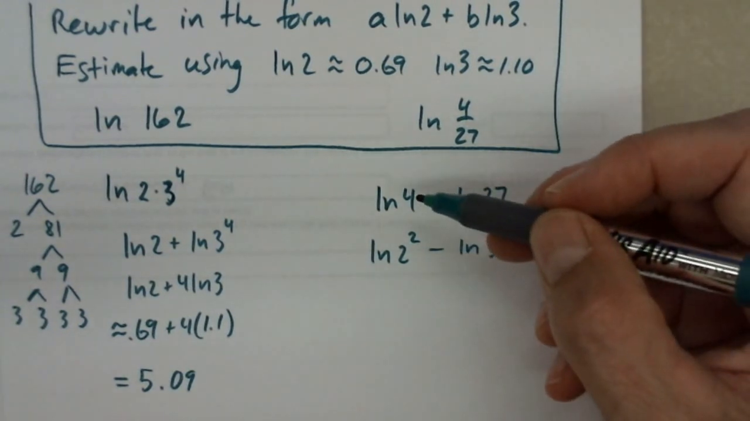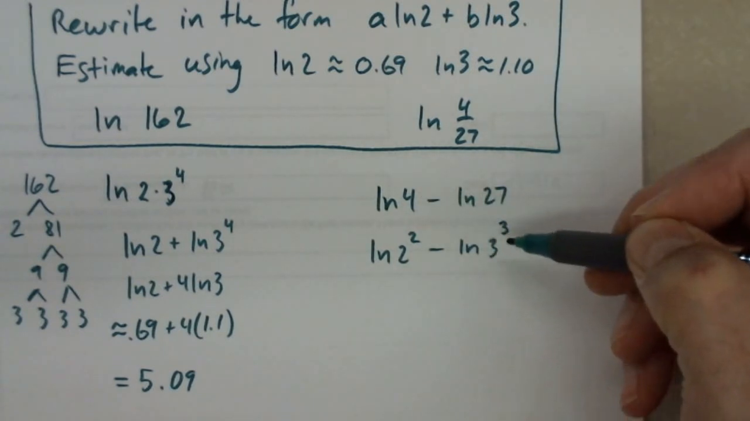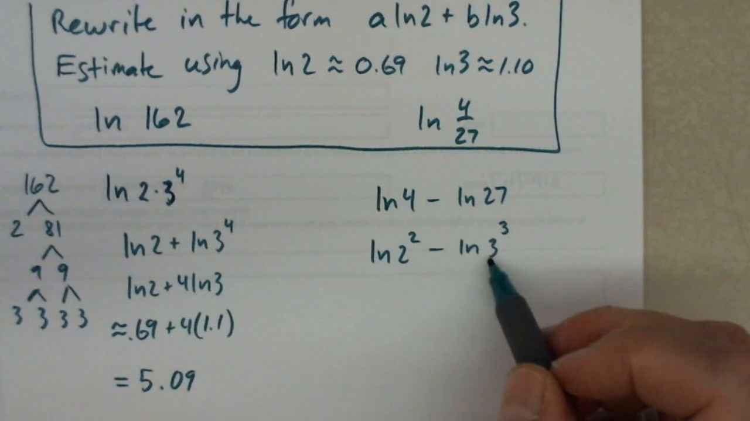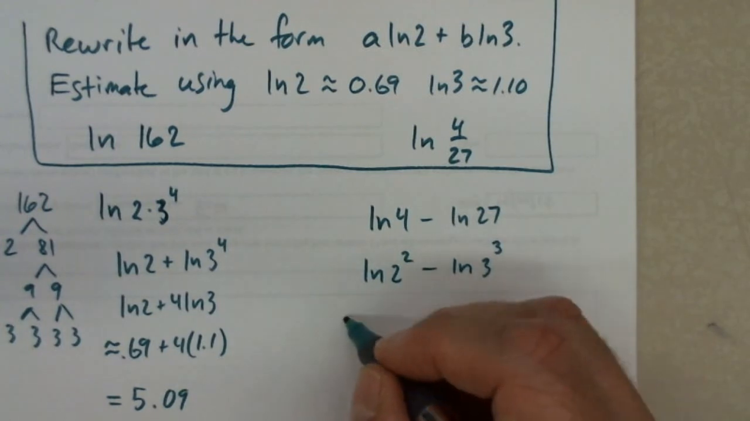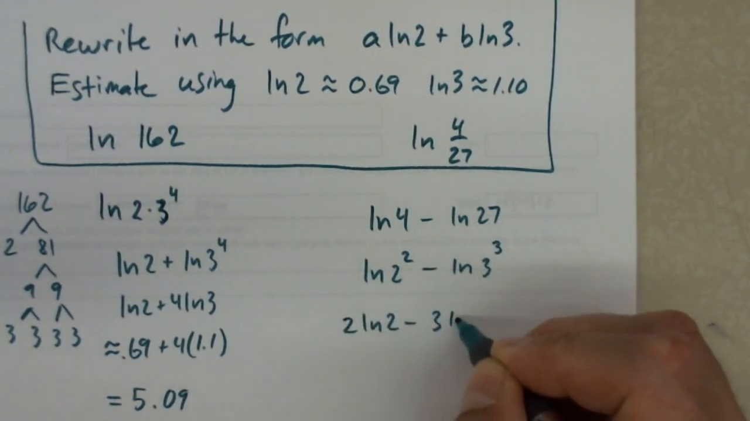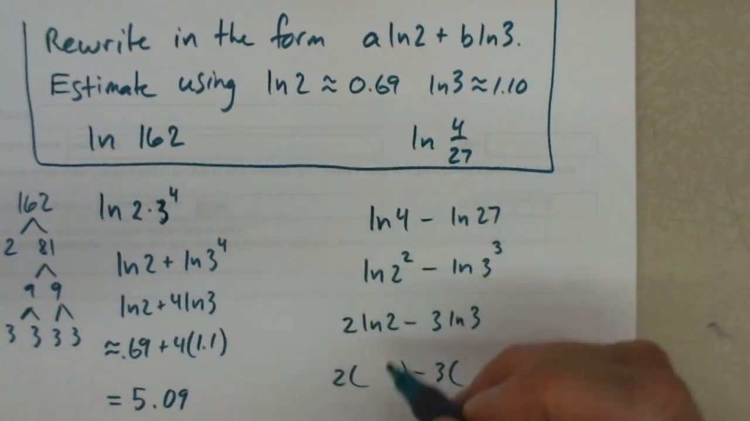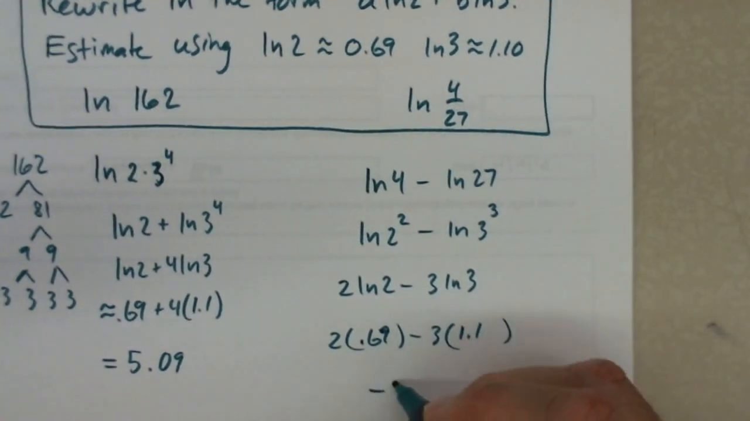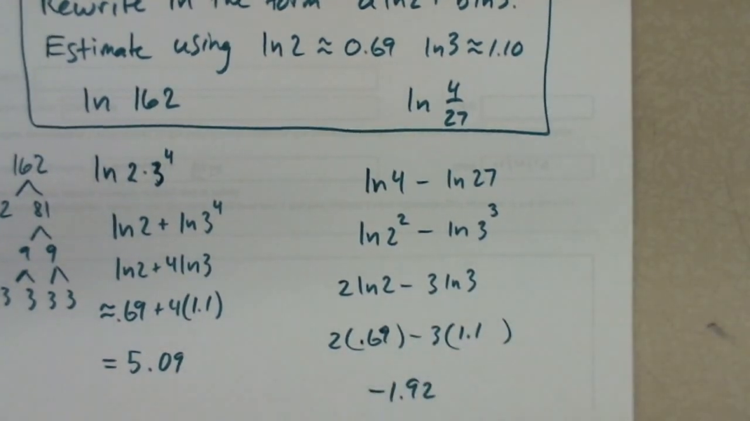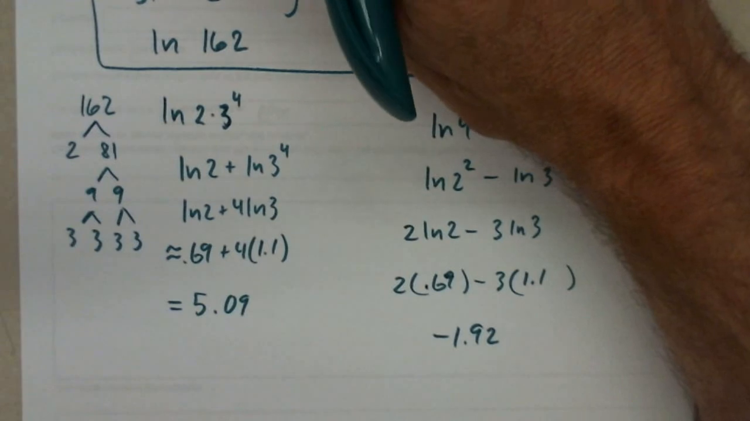We know that we want 4 to be with a base 2. Well, 2 squared is 4, and 27 is 3 to the 3rd power. Now we have the natural logs that we wanted, ln 3 and ln 2. Natural log of 2 is 0.69, and natural log of 3 is 1.1. So we get negative 1.92. And that's it for today.